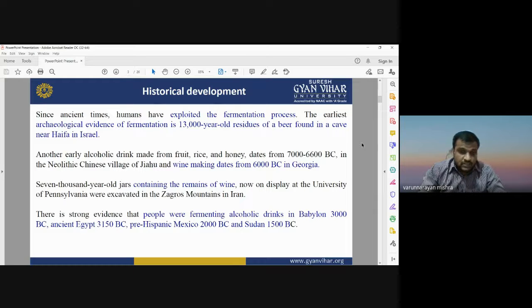So these are some historical evidences which are present, and they show that humans have started using this fermentation process for converting a material into another material, for extracting energy from different organic materials for their use. The oldest evidence which is found is around 13,000 years old.